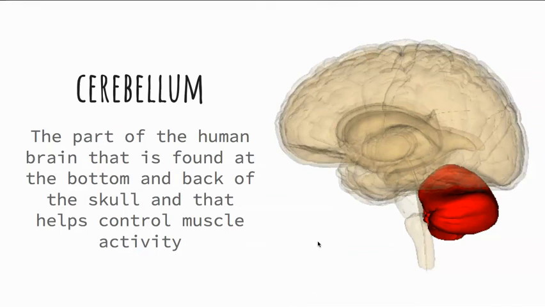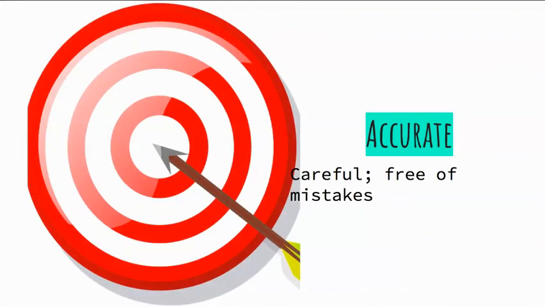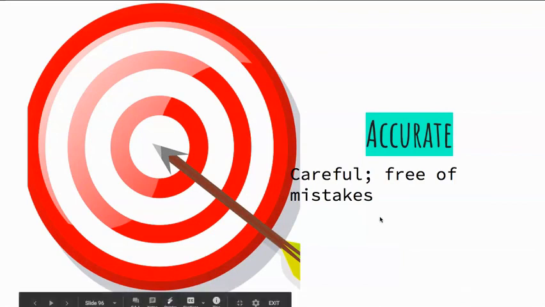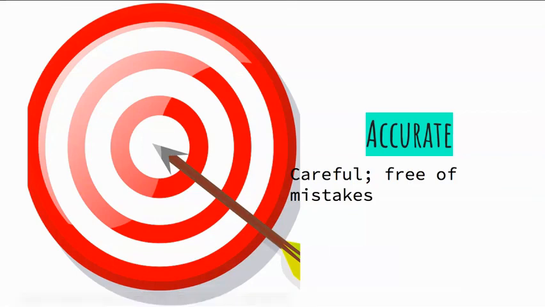And our last word we're going to go over today is accurate. Accurate just means something is careful and free of mistakes, or free of errors. We're going to talk today about why it's so important for things to be accurate within our brain. We will go ahead and jump into our read aloud.